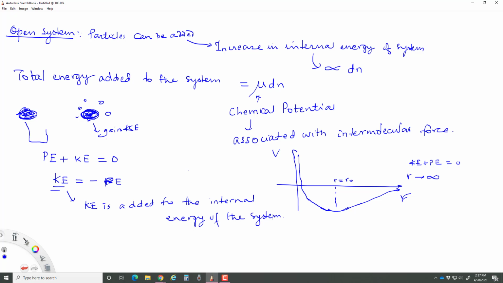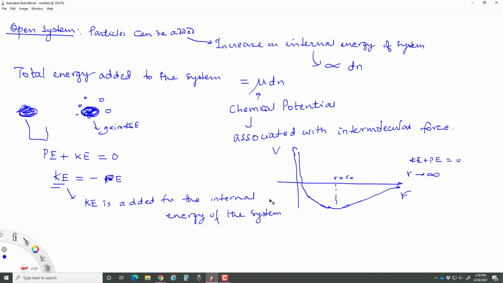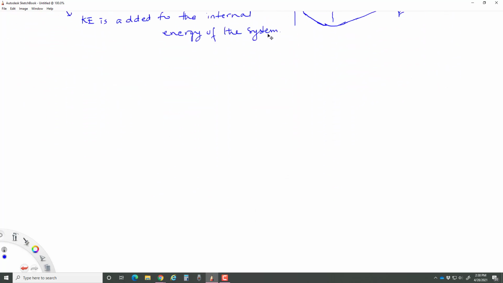Now let's say we want to find the magnitude of the chemical potential mu. To find that, let's look at an example. Let's say you add some sulfuric acid to water, and we know that when we add sulfuric acid to water, it's exothermic, so it produces some heat, giving rise to the temperature.